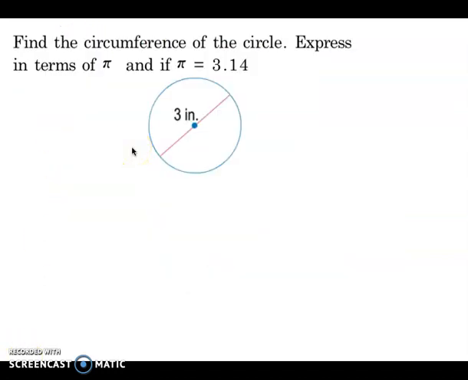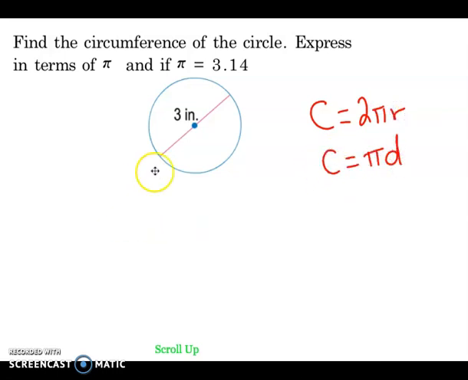Now we are going to see how this relates to circumference. So we have the two formulas, circumference equals 2 pi r, or circumference equals pi d. When you look at this circle, you should realize that you are given the diameter of 3. So the easiest formula to use is circumference equals pi times the diameter, or pi times 3.